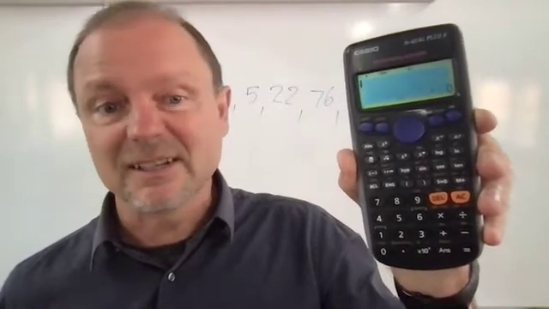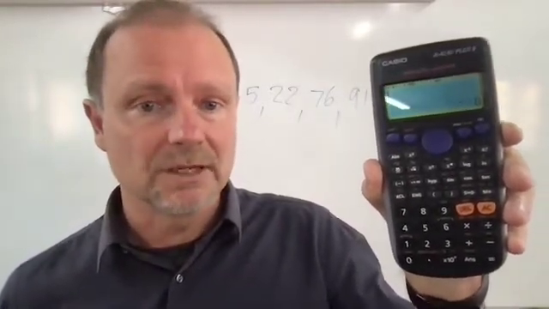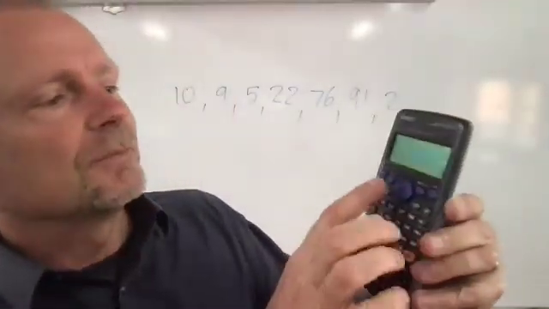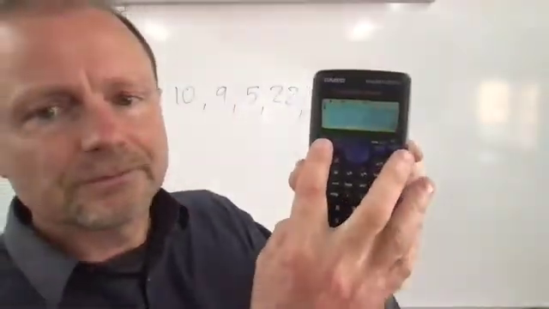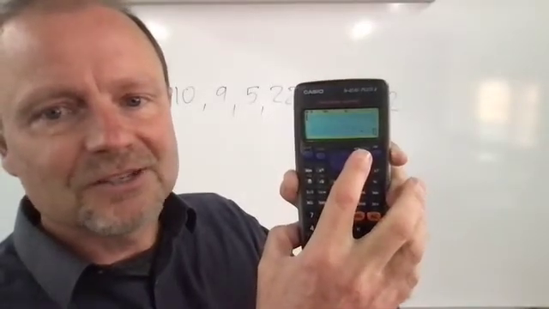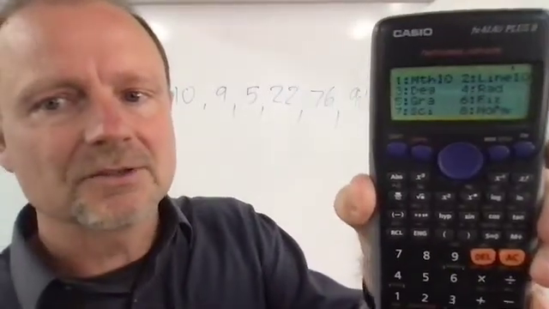I found a slightly better way that will help, particularly when you've got higher volumes of numbers. So let's go with this. What I want you to do is hit Shift, then Mode. Shift Mode, and you'll come up with a whole bunch of options. Let me put it up near the screen.